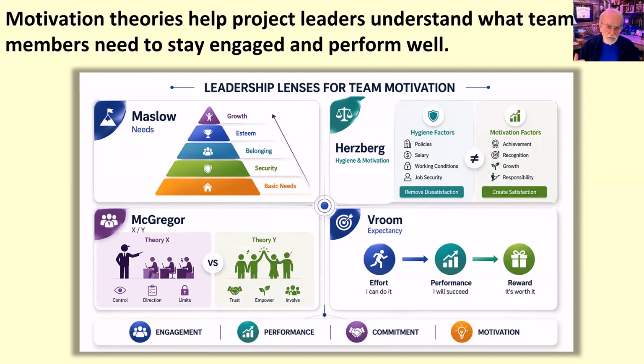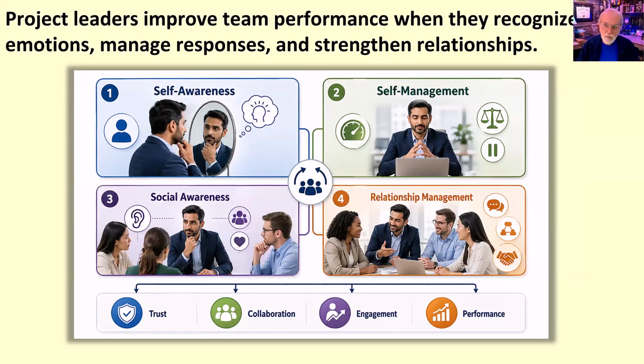So now that we've looked at how motivation motivates people, we can move into emotional intelligence, which helps project leaders respond and recognize the human signals that influence motivation. And it gives us clues into conflict and collaboration on the project. Project leaders improve team performance when they recognize emotions, manage responses, and strengthen relationships. Motivation helps explain why people engage with the work. Emotional intelligence helps project managers understand and respond to the human signals that influence engagement, conflict, and collaboration.